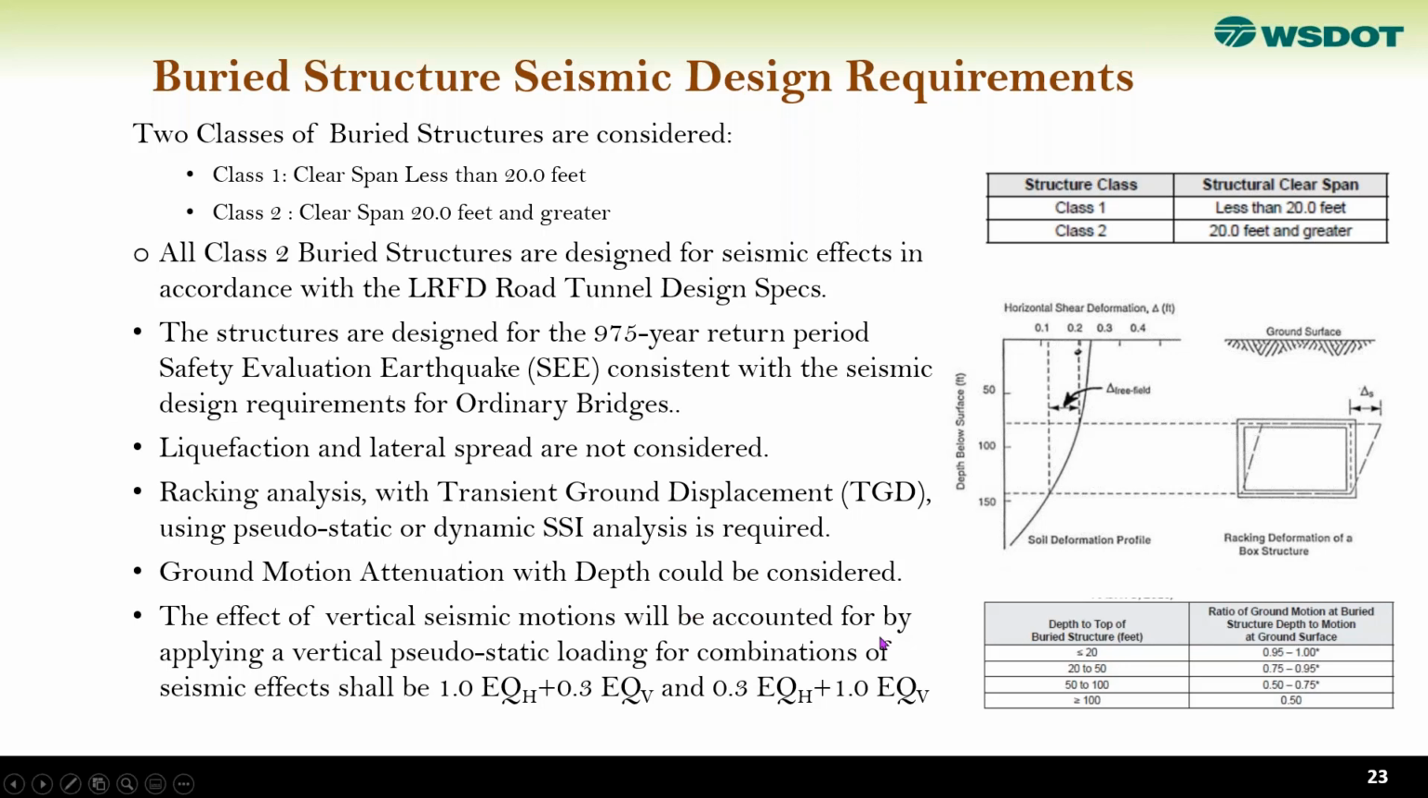That's the table below here that shows if you go deeper, the ground motion is going to be adjusted for attenuation effect. And the most important, these are buried structures, so we do have the lateral soil pressure as well as the vertical soil pressure. When it comes to the shaking, we use this combination of 100% horizontal and 30% vertical, or 100% vertical and 30% horizontal. This is based on the industry practice that we adopted in our practice.